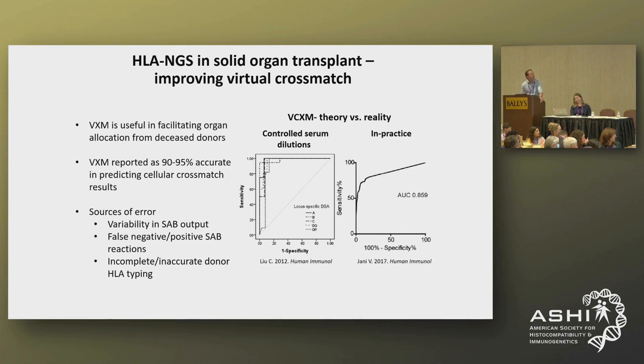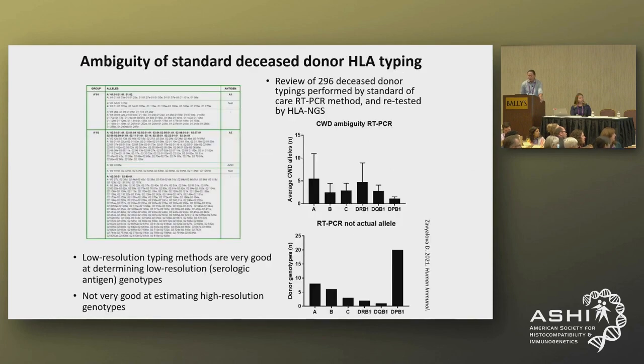There are lots of false negative and false positive interactions. MFI is not a great indicator of antibody strength. But the other issue is that there's incomplete or inaccurate donor HLA typing. What we typically see when we're evaluating a deceased donor, trying to understand the HLA typing, is an output like the one on the left. It's not important that you read it; it's important to understand that there are a great number of potential alleles present with any of the low-resolution testing methods.